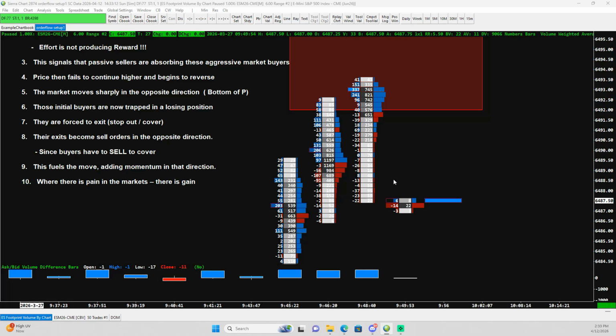And so when that's happening, their exit orders become new selling in the market. Since these buyers have to sell to cover, this is going to fuel the move to the downside, and it's going to add momentum in that direction. And so we understand that passive sellers are absorbing aggressive market buyers, and that aggressive market buyers are trapped up here and they are forced to sell.